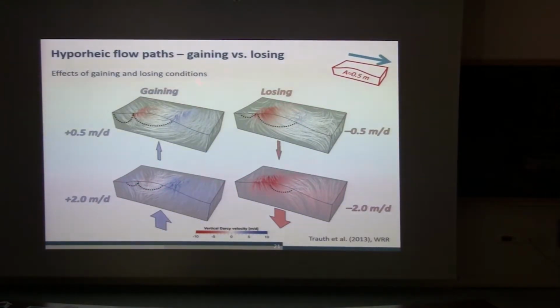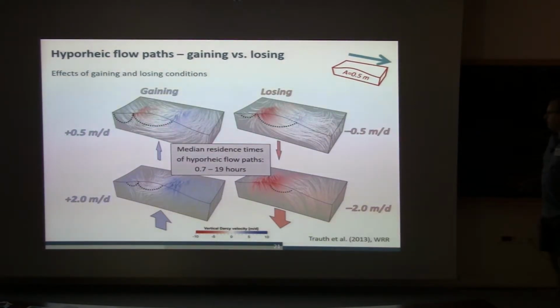The same way, though, with the losing conditions. If the losing gets stronger, then a lot of the flow that goes into the sediment just never returns to the stream. So in general, we reduce the amount, the area of our flow cells by having those groundwater interferences. In our simulations, or what we looked at, we had median residence times in the hyporheic flow paths between 0.7 and 19 hours, so time ranges over which we can expect certain reactions to take place.